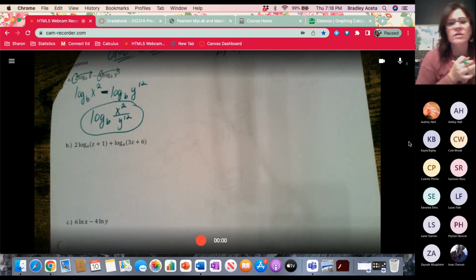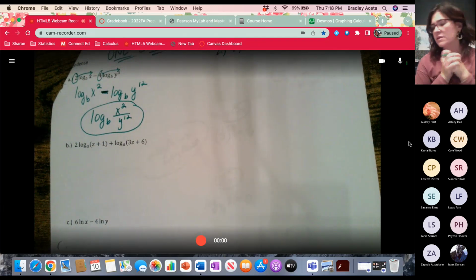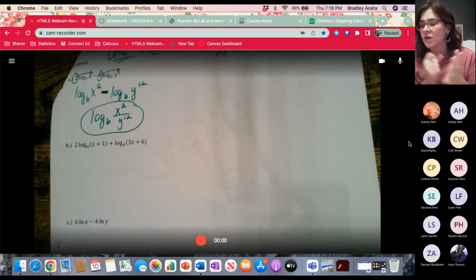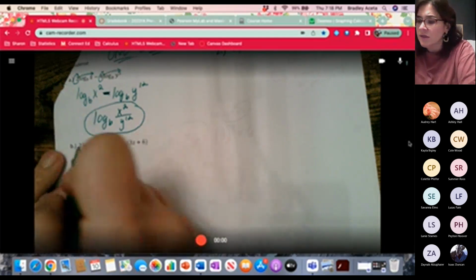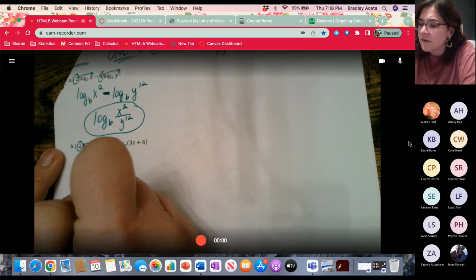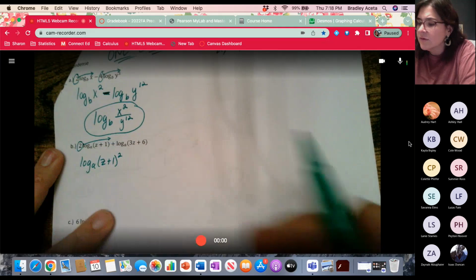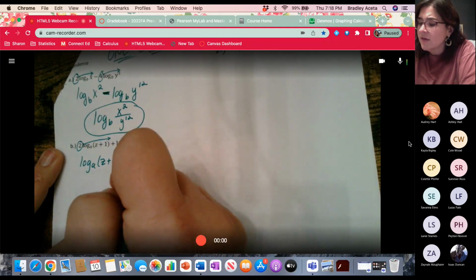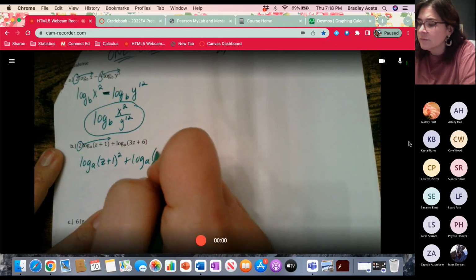2 log base a of z plus 1, plus log base a of 3z plus 6. Okay, again, I try to go for my powers first, which 2 is a power right here. So I'm going to bring that up. So this is log base a of z plus 1 squared. This one doesn't have a power, so I'm just going to write it again.